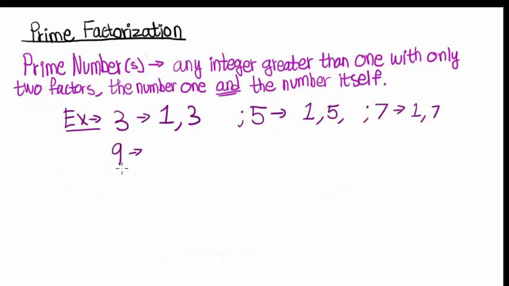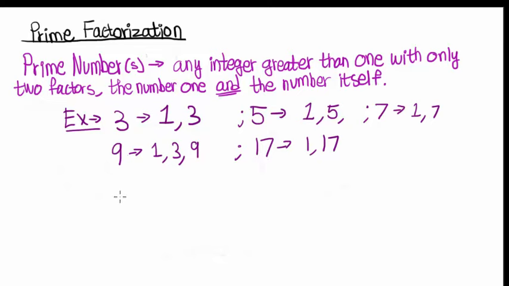9 is not an example of a prime number because 9 has a factor of 1, the number 3, and itself, which is 9. 17 is an example of a prime number, because 1 and 17 are the only factors of the number 17.